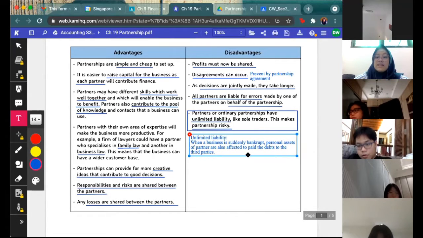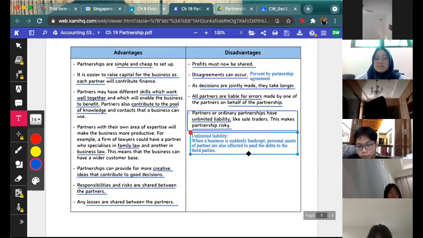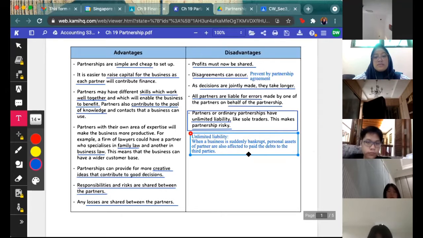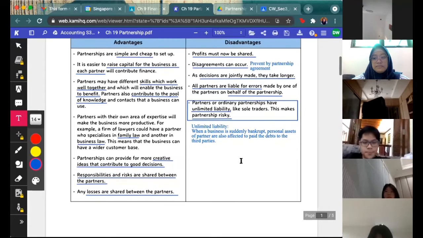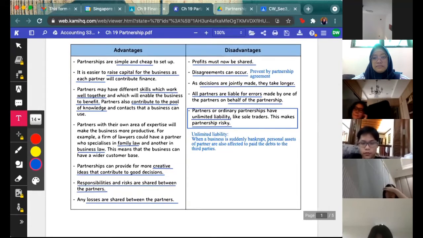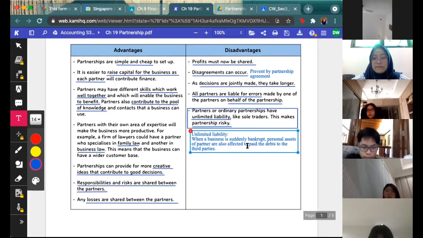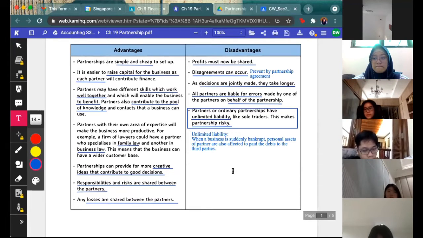So it is very dangerous in terms of risk. The risk is the same with the sole trader. There are unlimited liabilities. Okay, right. Any question? Any question? No? Okay, I continue.